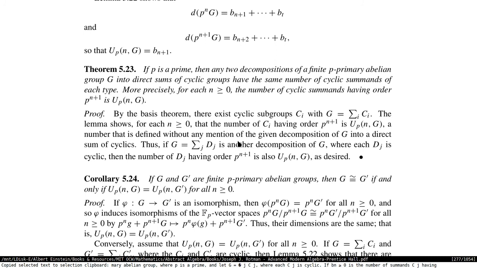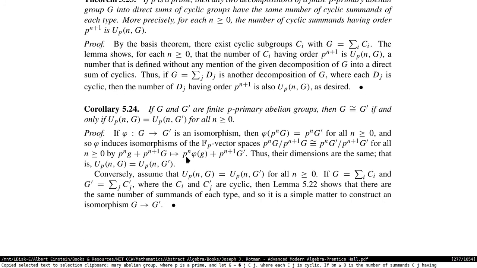Okay, the corollary of this is that if you have two finite p-primary abelian groups, then they're going to be isomorphic if and only if these u_p numbers for these two p-primary abelian groups are going to be the same, right? And that is a big deal, right? If you can make these b's the same, then your groups are isomorphic.